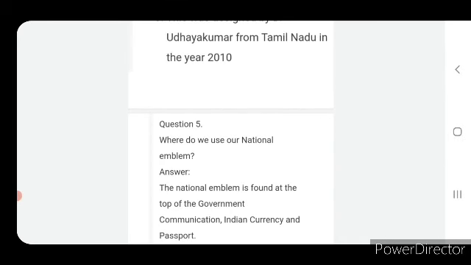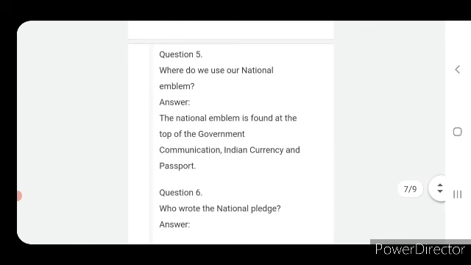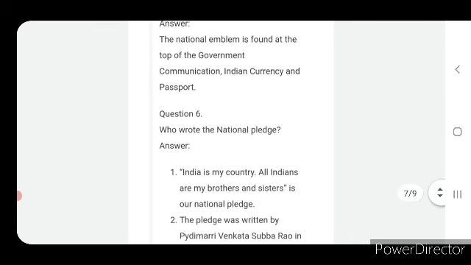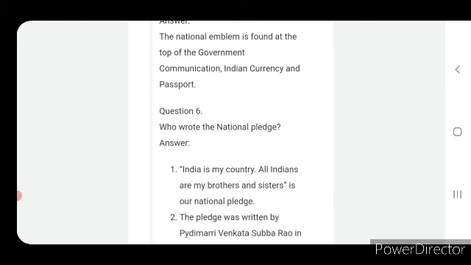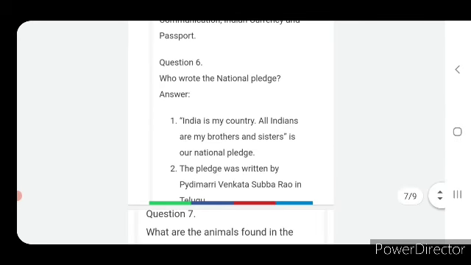Where do we use our national emblem? The national emblem is found at the top of government communication, Indian currency and passport. Who wrote the national pledge? India is my country. All Indians are my brothers and sisters is our national pledge. The pledge was written by Pidimarri Venkata Subbarao in Telugu.